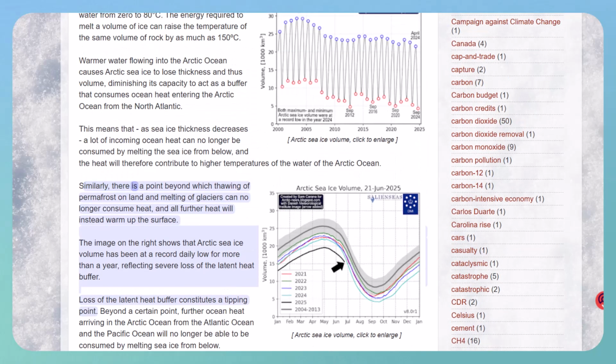Similarly, there is a point beyond which thawing of permafrost on land and melting of glaciers can no longer consume heat, and all further heat will instead warm up the surface. The image on the right shows that Arctic sea ice volume has been at a record daily low for more than a year, reflecting severe loss of the latent heat buffer. Loss of the latent heat buffer constitutes a tipping point.